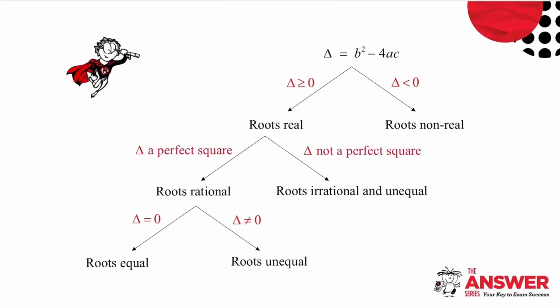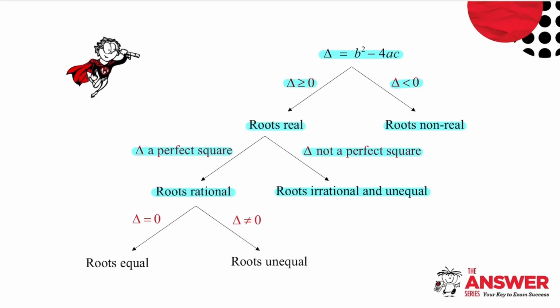I can look at the same thing in a slightly different way. I take delta, which is b squared minus 4ac, and I see, is it greater than or equal to 0, or is it less than 0? If delta is less than 0, the roots are non-real, and you stop there. If delta is greater than or equal to 0, the roots are real, and I need to continue. I then see, is delta a perfect square, or is it not a perfect square? If it's not a perfect square, my roots are irrational and unequal. If delta is a perfect square, my roots are rational.